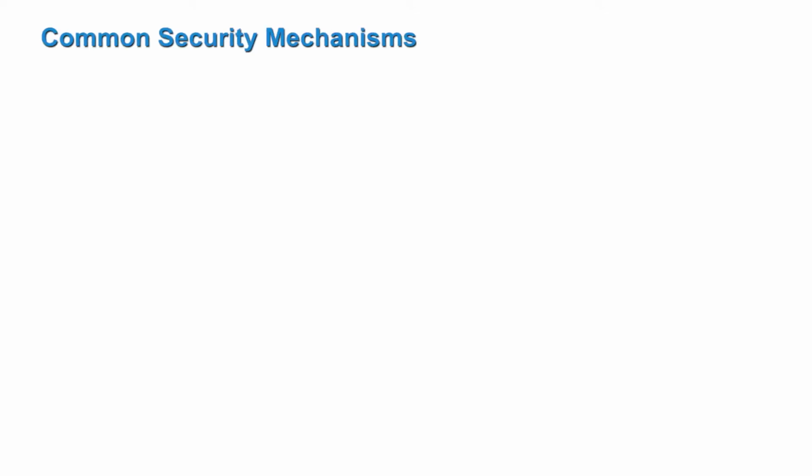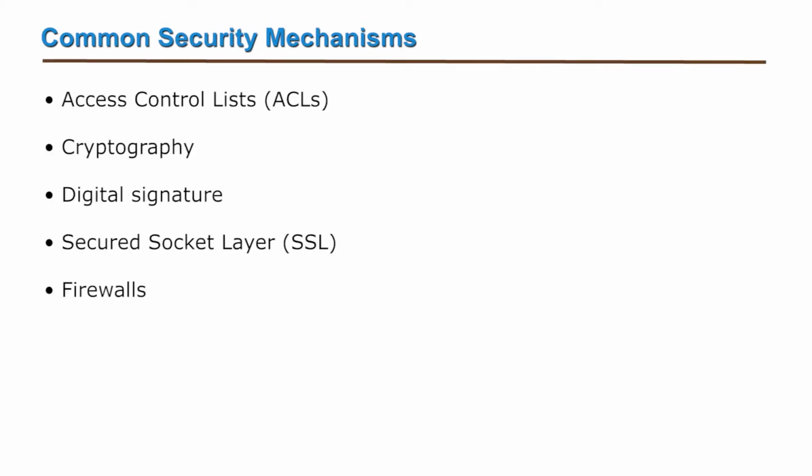The common security mechanisms are access control lists, in short known as ACLs, cryptography, digital signature, Secure Socket Layer (SSL), and finally firewalls. We'll see one after the other.